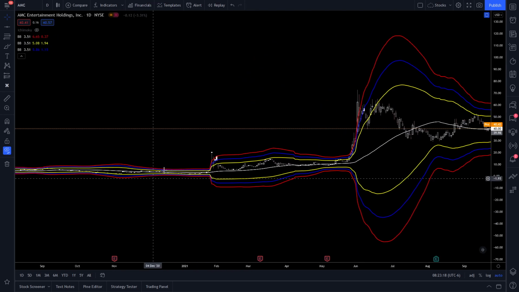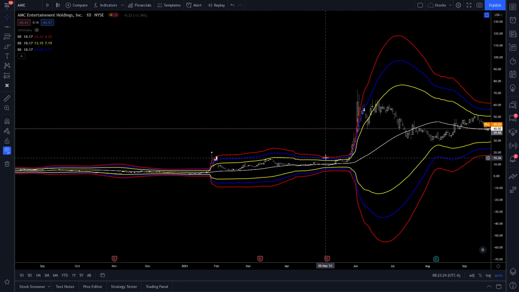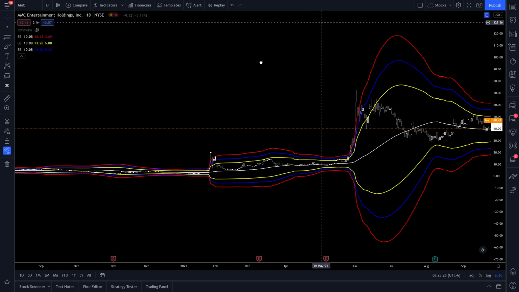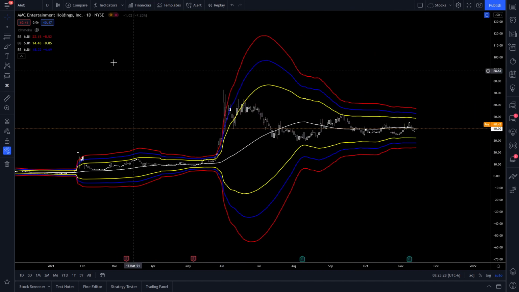So as you can see here on AMC, we did get a squeeze, right? So the Bollinger Bands contract very much, and then they break out. And then we had the same thing happen here, and then they broke out again. And it looks like they're starting to contract.